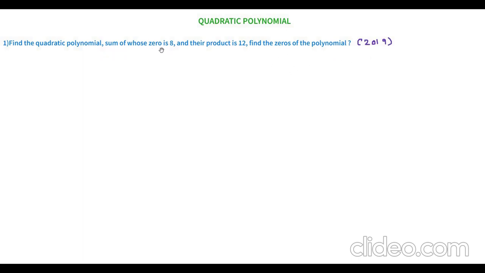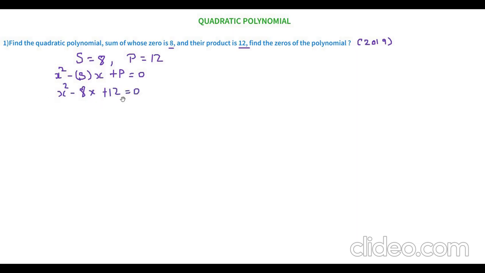Here in this question we know the sum of the zeros and the product of the zeros. The sum of the zeros is 8 and the product of the zeros is 12. So now let's form the standard form of the quadratic equation. I hope you all remember the standard form, which is x square minus (sum of the zeros) x plus (product of the zeros) equal to 0. Now let's apply it. It is x square minus 8x plus 12 equal to 0.